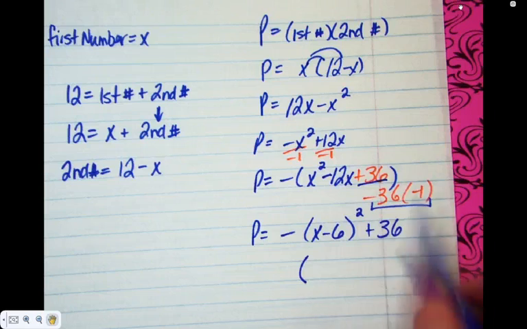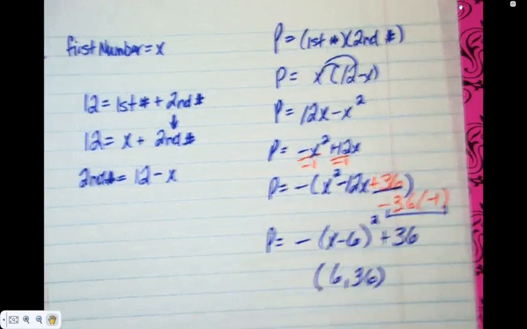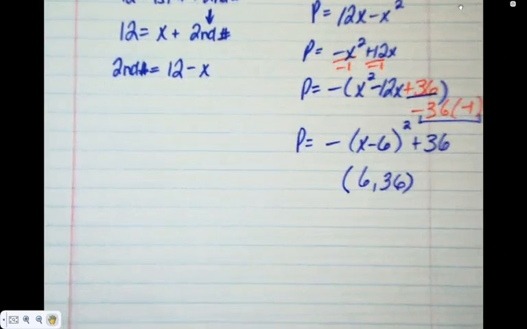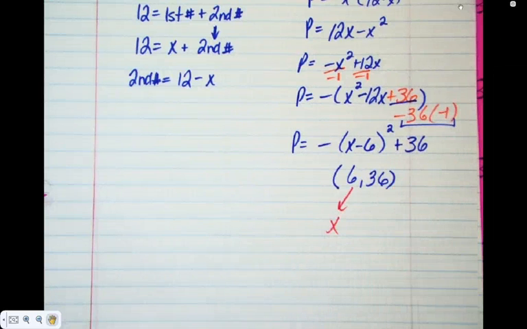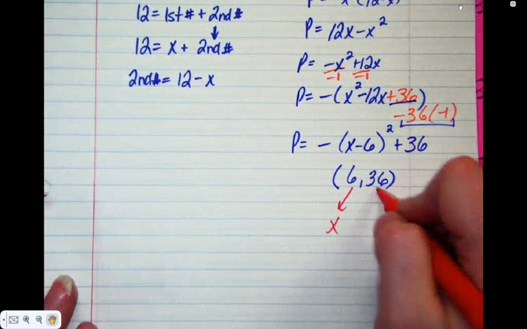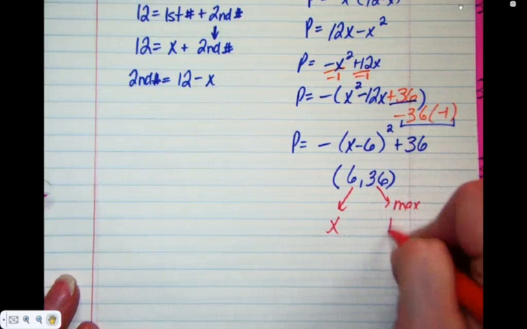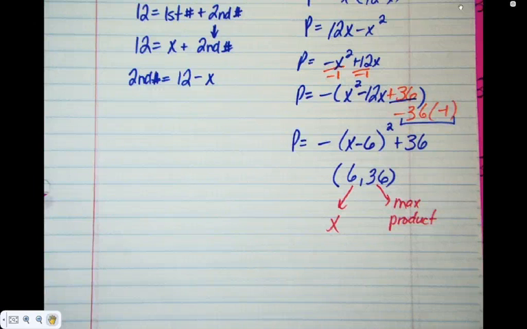Vertex. Grabbing my red pen. The first is whatever you called x. Usually that's going to be the first number in terms of these questions. This is that max product. Question didn't ask for it, but it happens to pop out anyway.